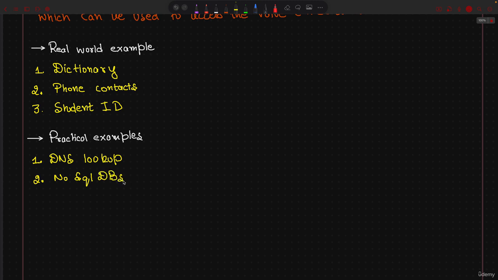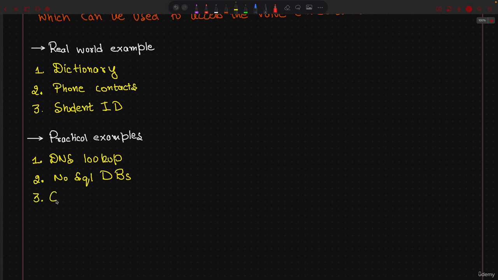Second, NoSQL DBs. Most of you must have heard about Redis, MongoDB. They are databases which are used to store values, and they are very fast in their overall execution. In those as well, we store the value as a key value pair, right, everyone? So the basic idea behind them is also hash maps.